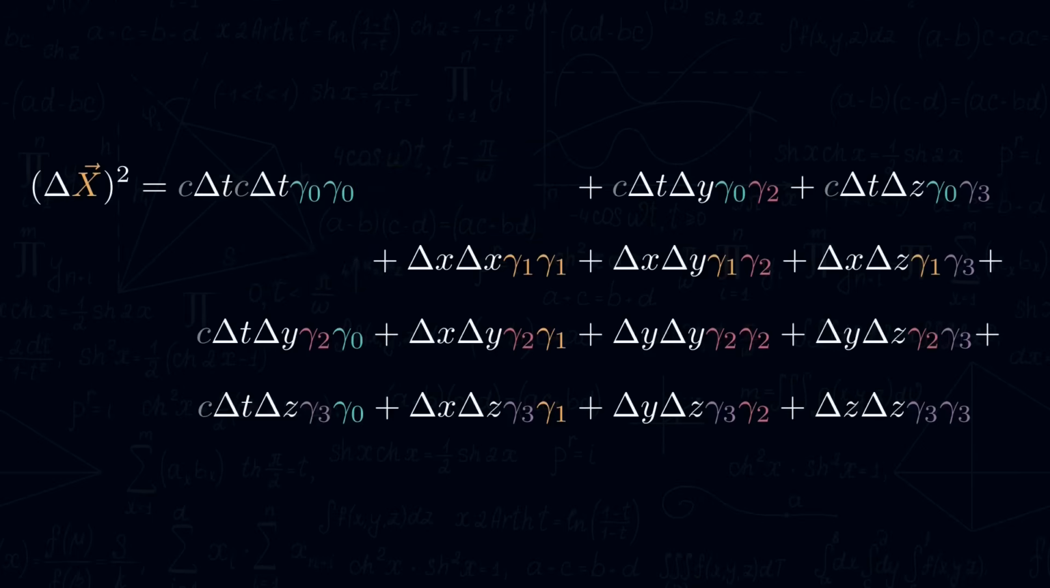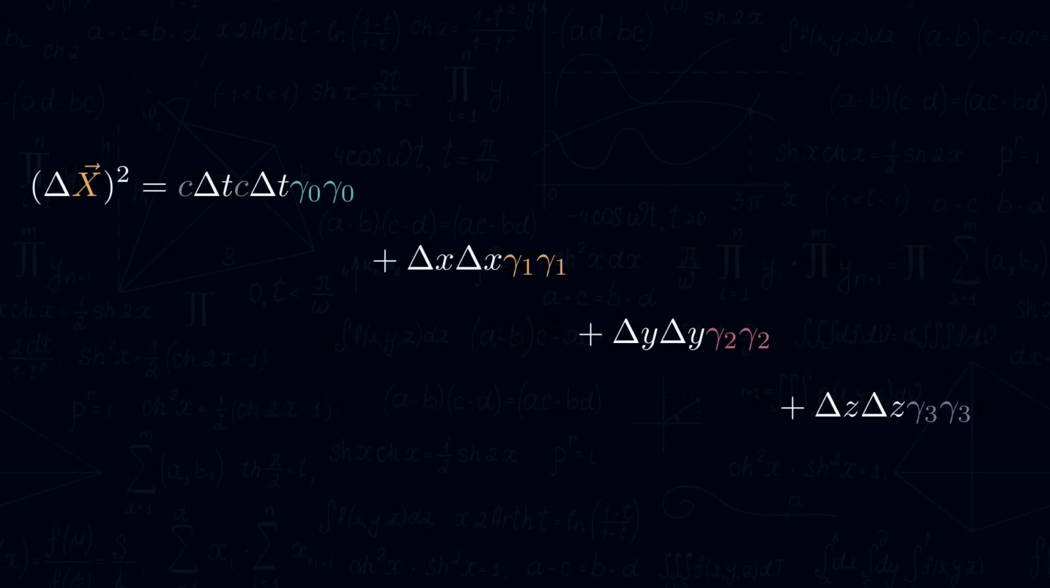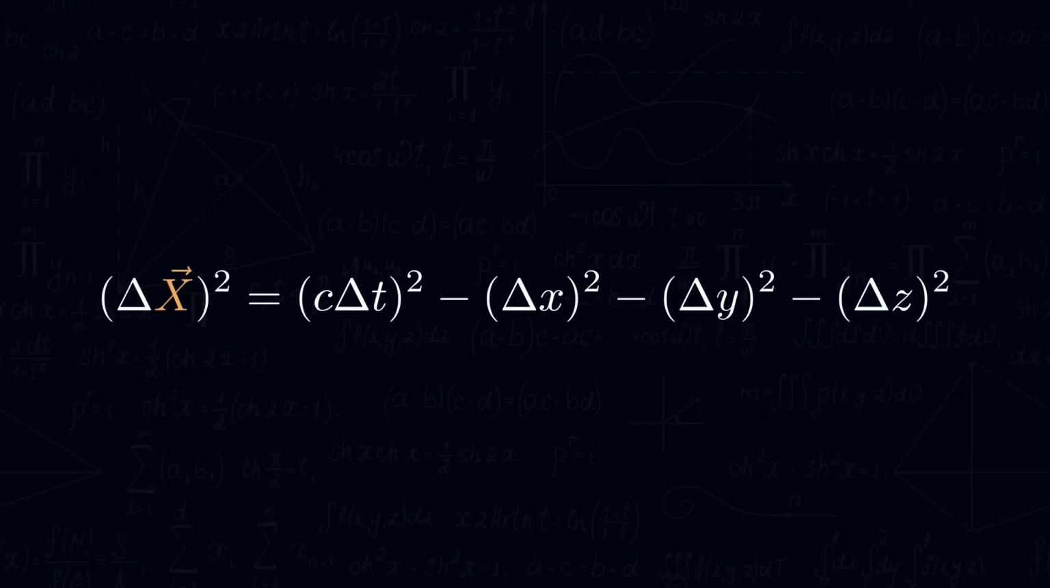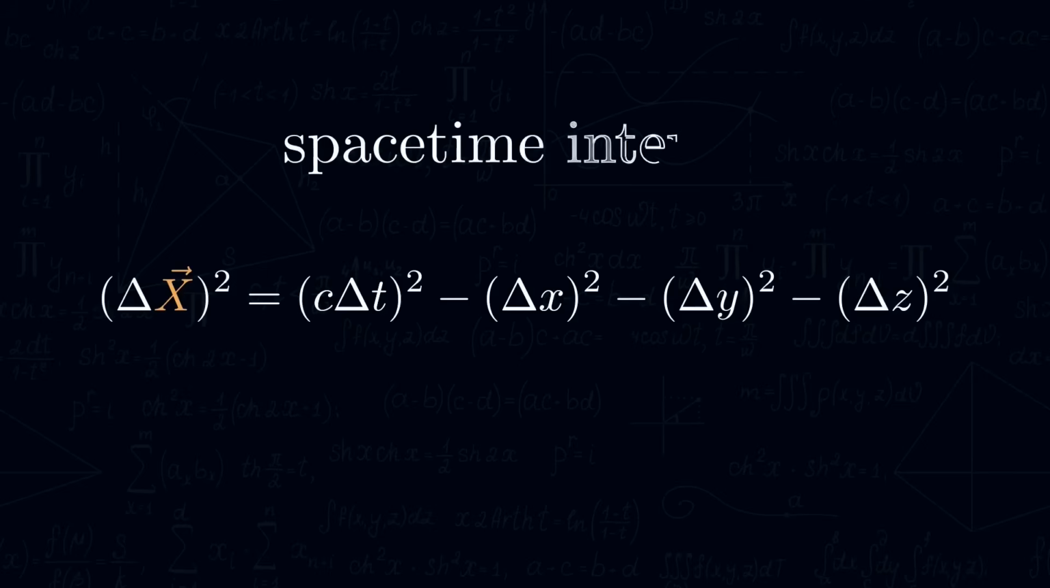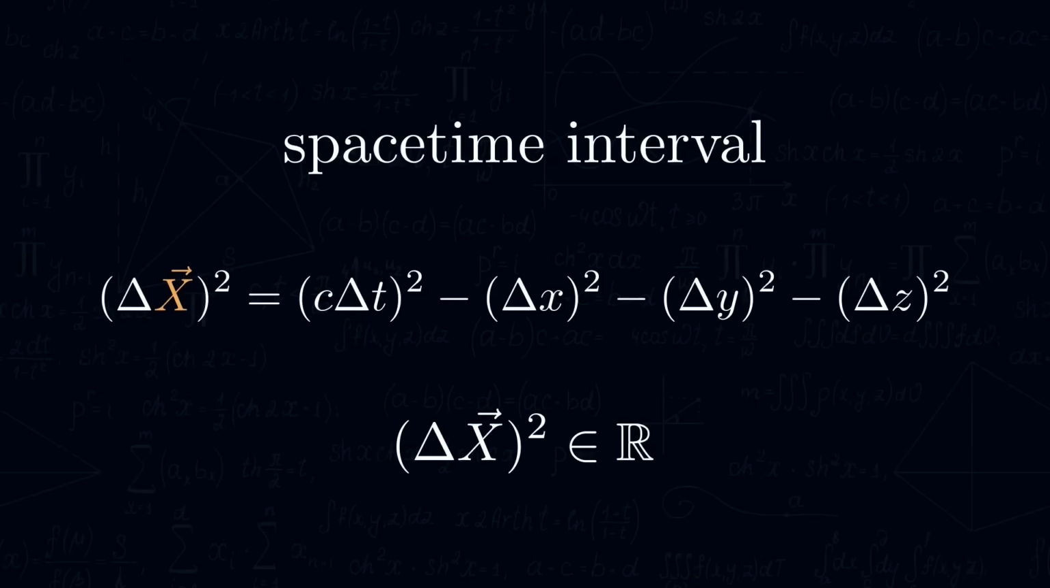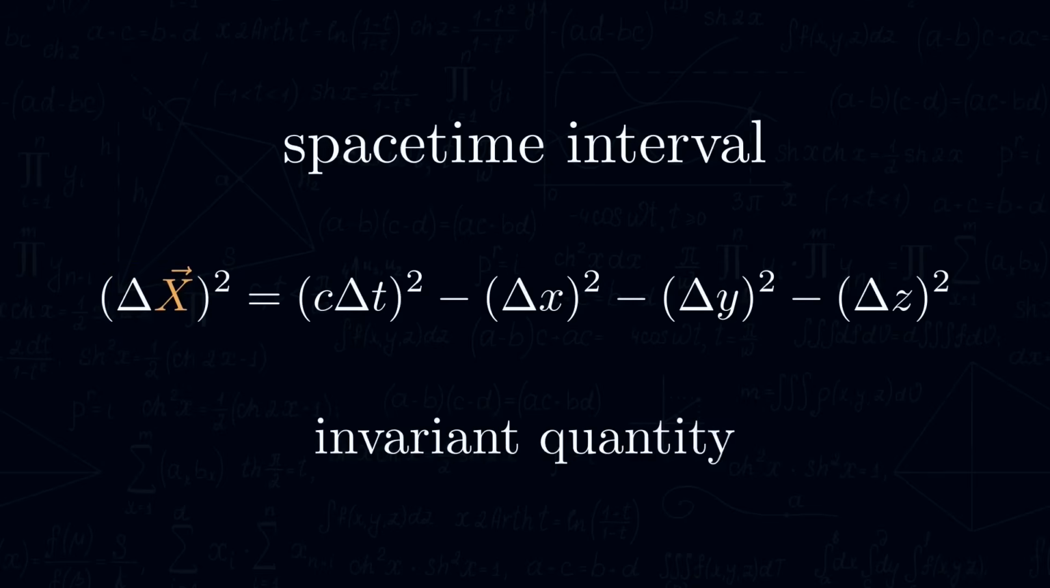In fact, we could do the same for all the off-diagonal terms. We're left with 3 components that square to -1, and 1 that squares to +1. We simplify what remains, and if you've seen special relativity before, you'll recognize this result. It's called the spacetime interval, a plain old number. A real number. It comes from squaring a 4-vector, and it's what we call an invariant quantity. Let's see what that means in action.